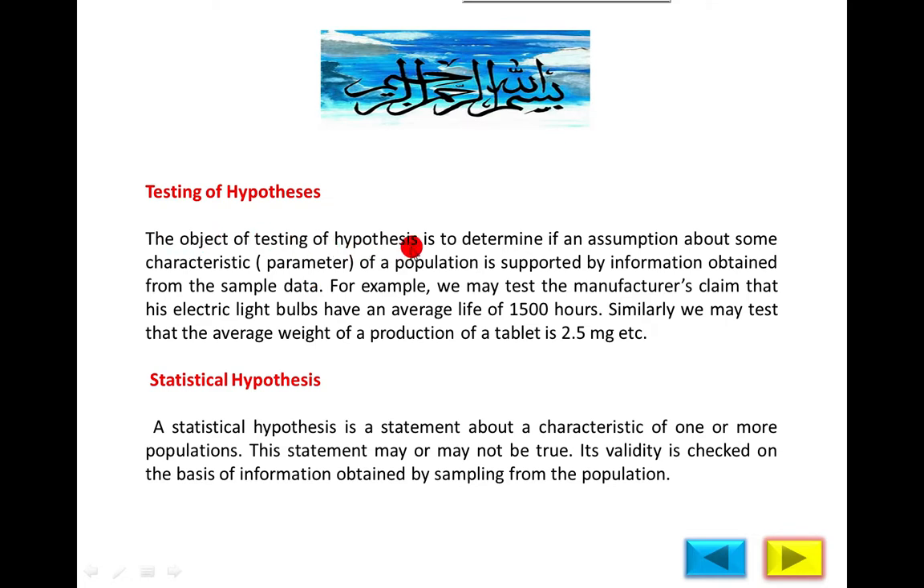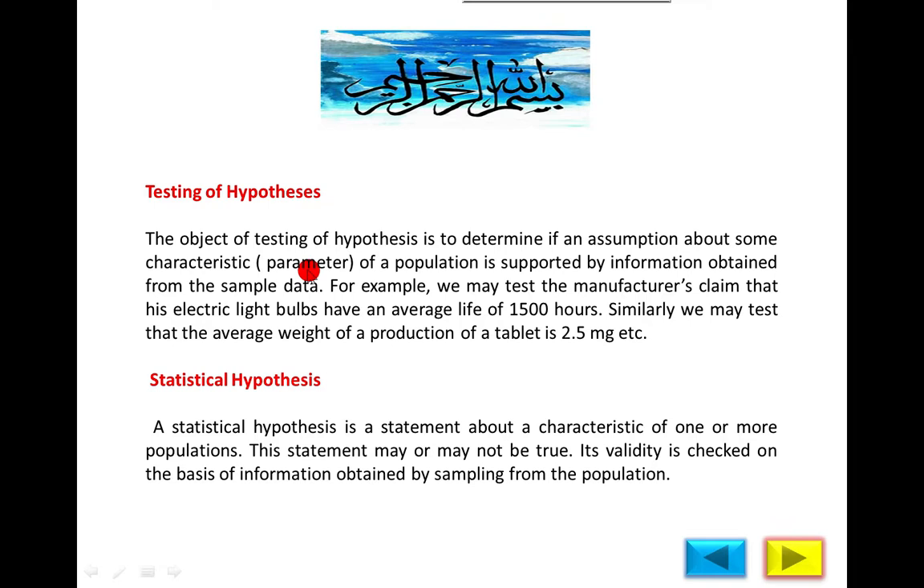The object of testing of hypothesis is to determine if an assumption about the characteristic of a population parameter is supported. And what is the parameter? What is the statistic? I have already explained in the previous class. A parameter may be the mean, population standard deviation, population variance, proportion, etc. So a population value is called a parameter value.